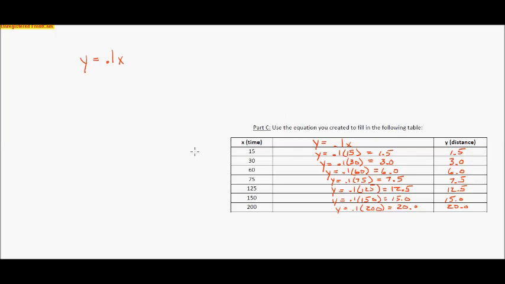Alright, so there you have it. We've taken a problem, turned it into an equation, a working equation, and now we can predict how far he's going to go at a certain amount of time.